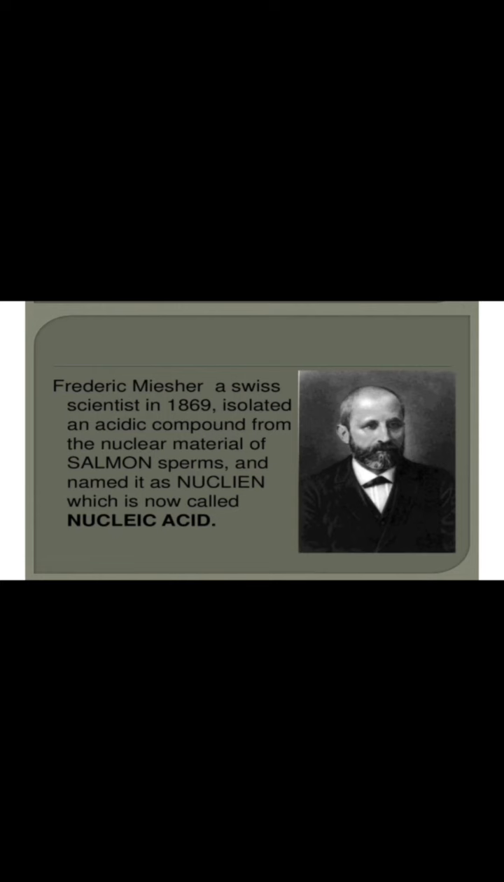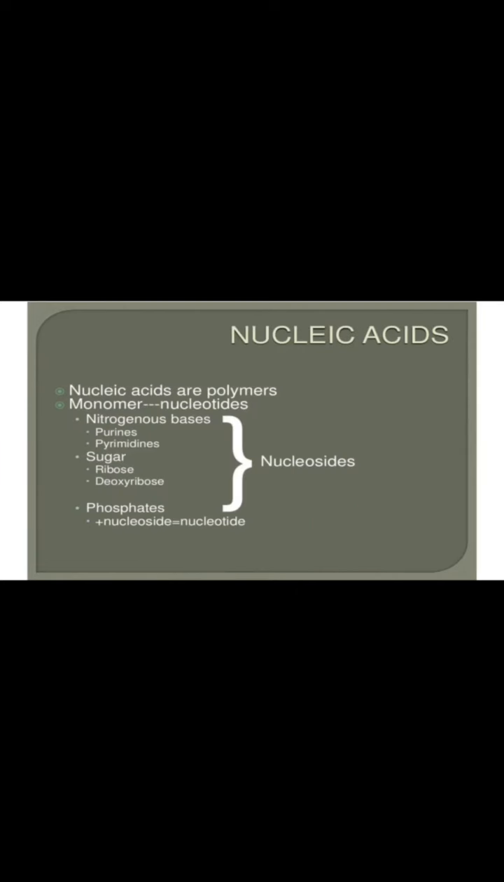Friedrich Miescher, a Swiss scientist, in 1869 isolated an acidic compound from the nuclear material of salmon sperm and named it nuclein, which is now called nucleic acid. Nucleic acids are polymers, whose monomers are nucleotides. Nucleotides are made up of nitrogenous bases, sugar, and phosphate. These all combined form nucleosides.